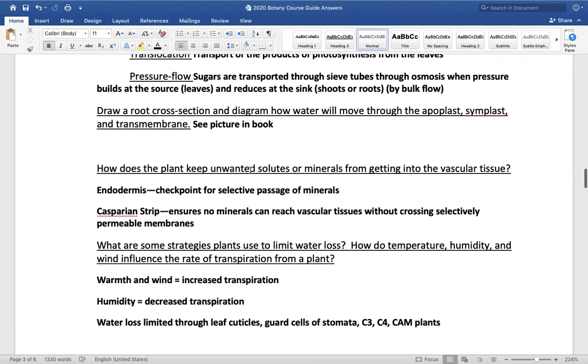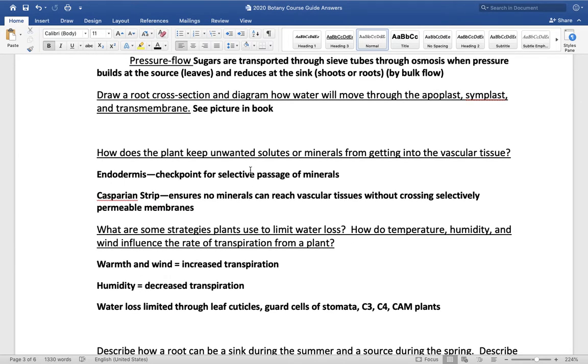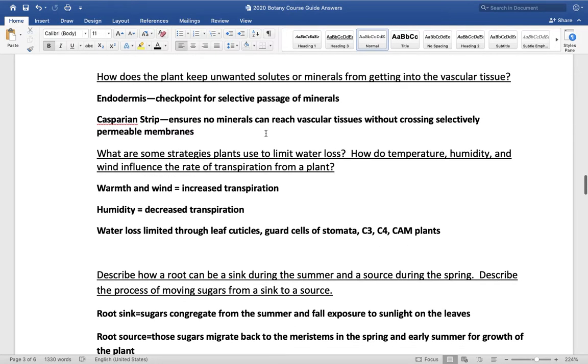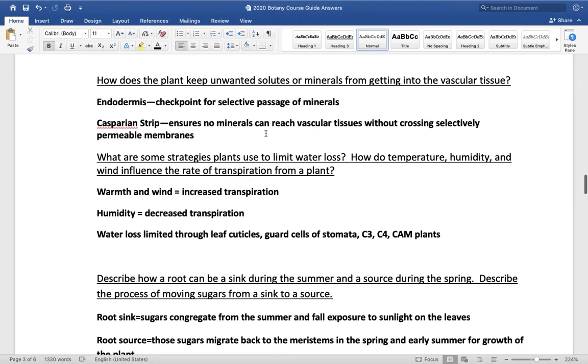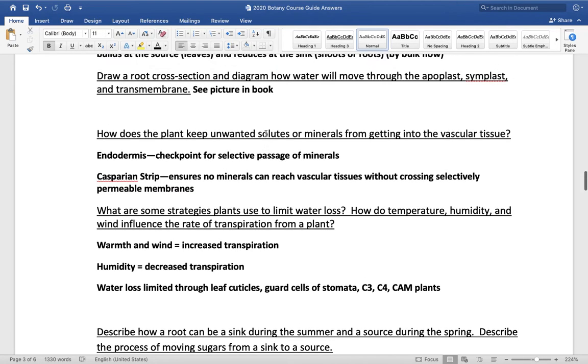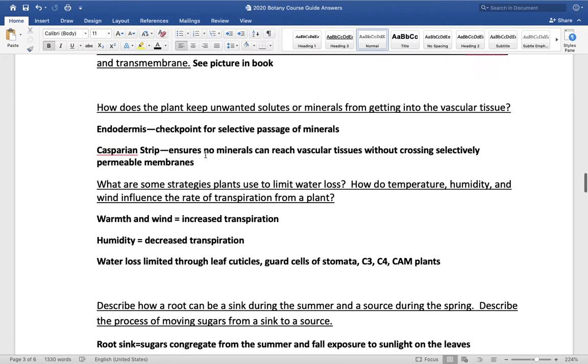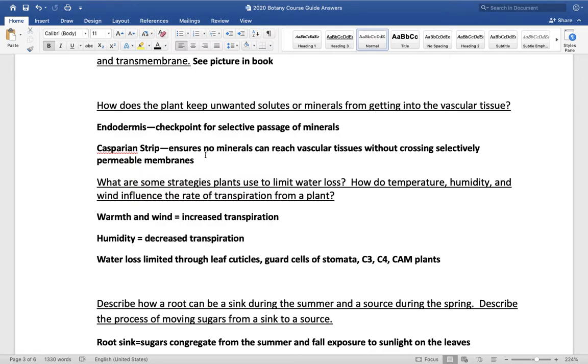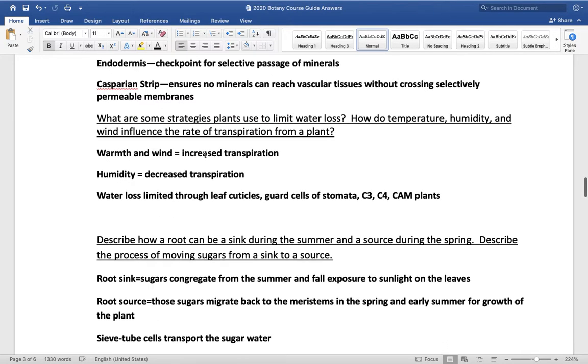Draw a root cross section. Apoplast, symplast, transmembrane. There's a great picture in the book. I'm sure you drew it well there. How does the plant keep unwanted solutes or minerals from getting into the vascular tissue? They have an endodermis, which is a checkpoint for selective passage of minerals, and then they have a Casparian strip, which I think you drew in the picture before that, which will ensure that no minerals can reach vascular tissues without crossing selectively permeable membranes.